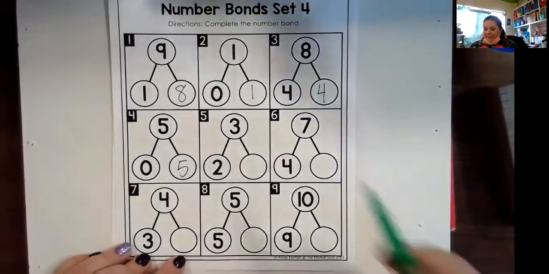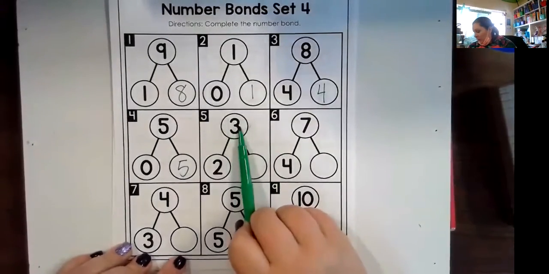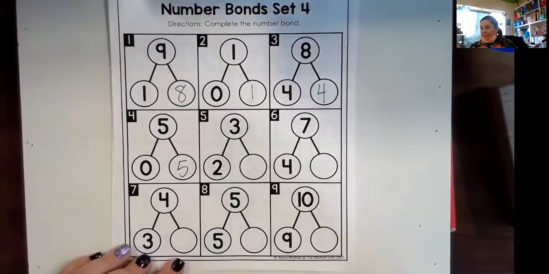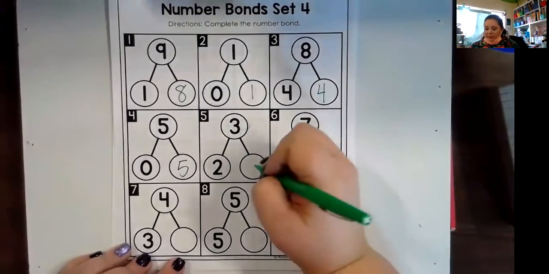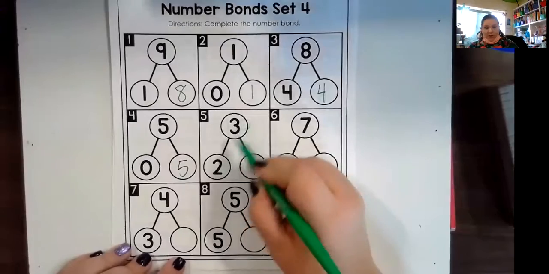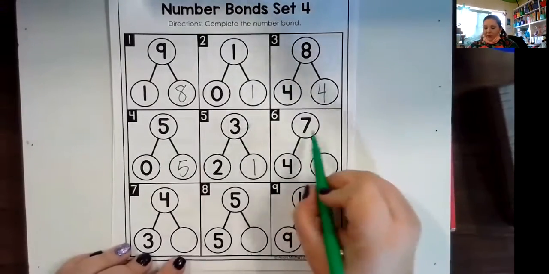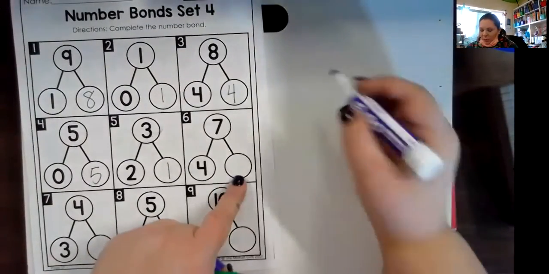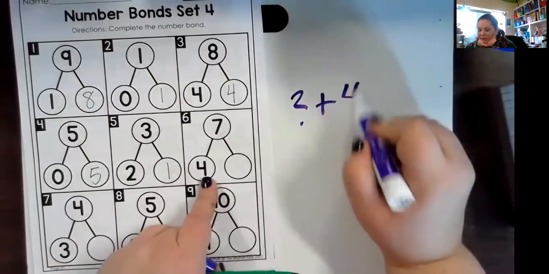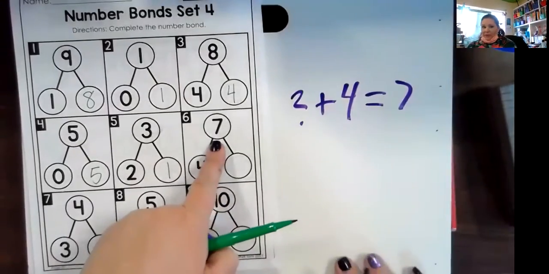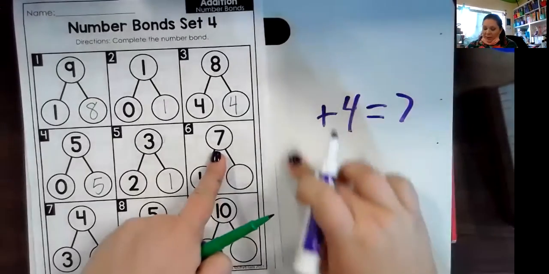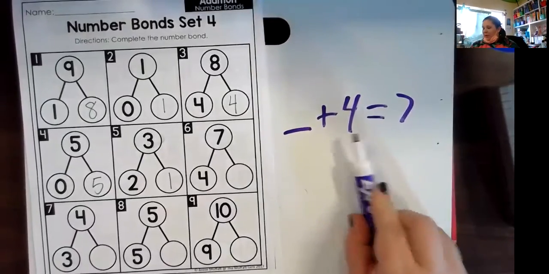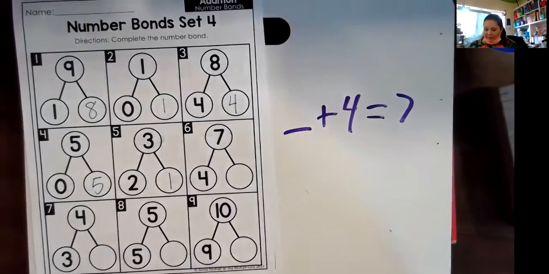Now we have 3. What do we add to 2 to get 3? 1. Do not add these two numbers. This whole number is your sum. So what do we add to 4 to get 7 is what we're doing. What do we add to 4 to get 7? 3. Yes.